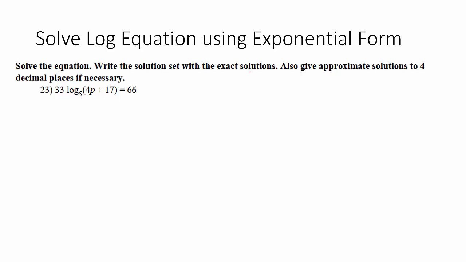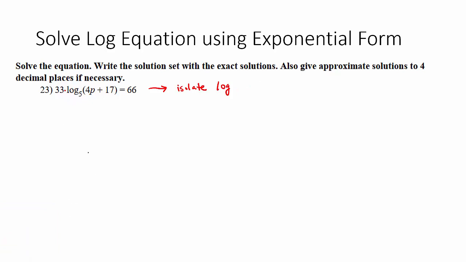Here's an example of a logarithmic equation that we can solve by writing it in exponential form. Now you can't rewrite it in exponential form until the log is by itself. So the very first step is to isolate the log term, actually the log factor, because what's happening here is the 33 is being multiplied by log base 5. And we want to get the log by itself.